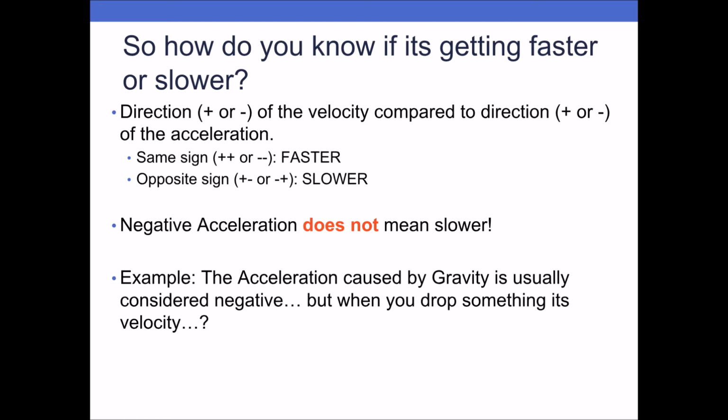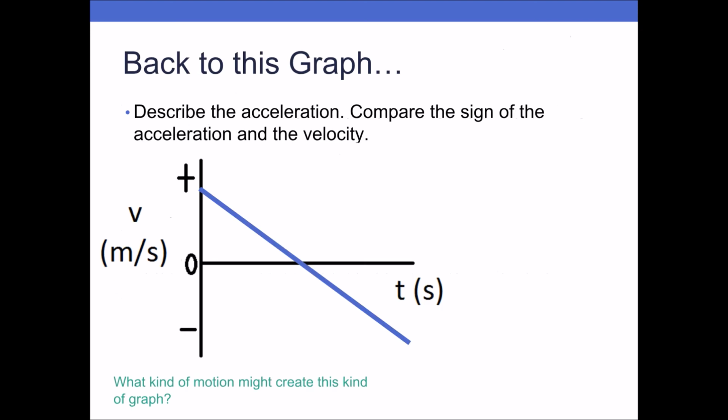The acceleration due to gravity is generally considered negative. However, if you throw an object up into the air, it has a positive velocity as it travels away from the ground, but it's actually accelerating in the negative direction towards the ground.